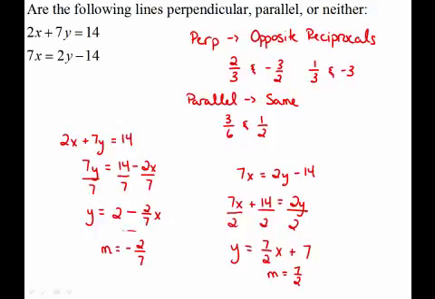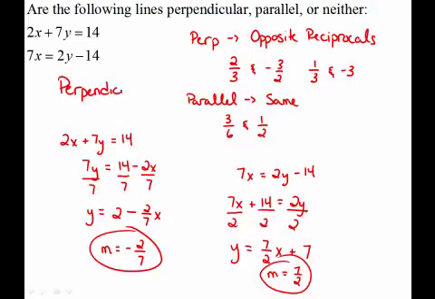So I'm focused now on a slope of -2/7 and a slope of +7/2. Those two are opposite reciprocals. 7/2 is the reciprocal of 2/7, and the signs are opposite. So negative turns to positive. Therefore, these two lines are perpendicular to each other.